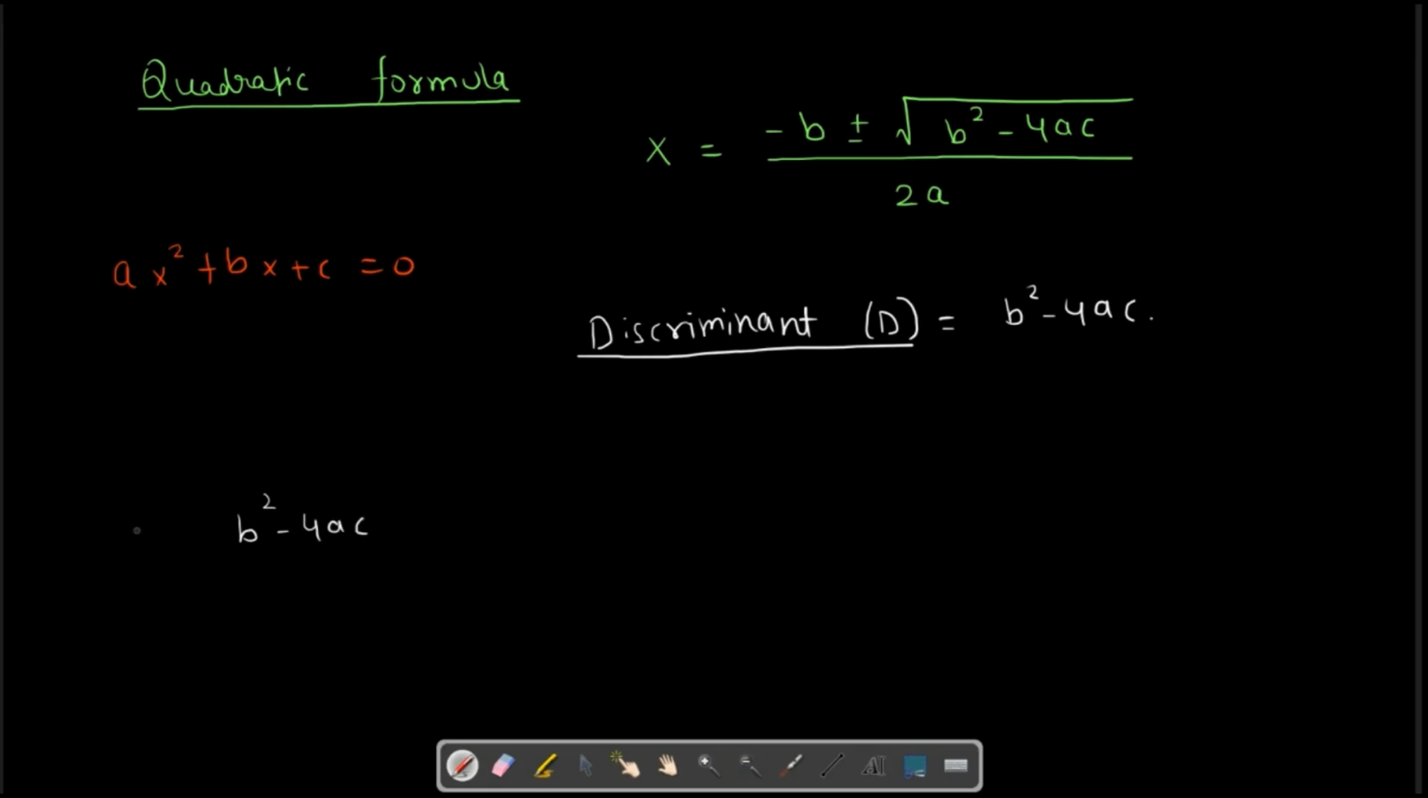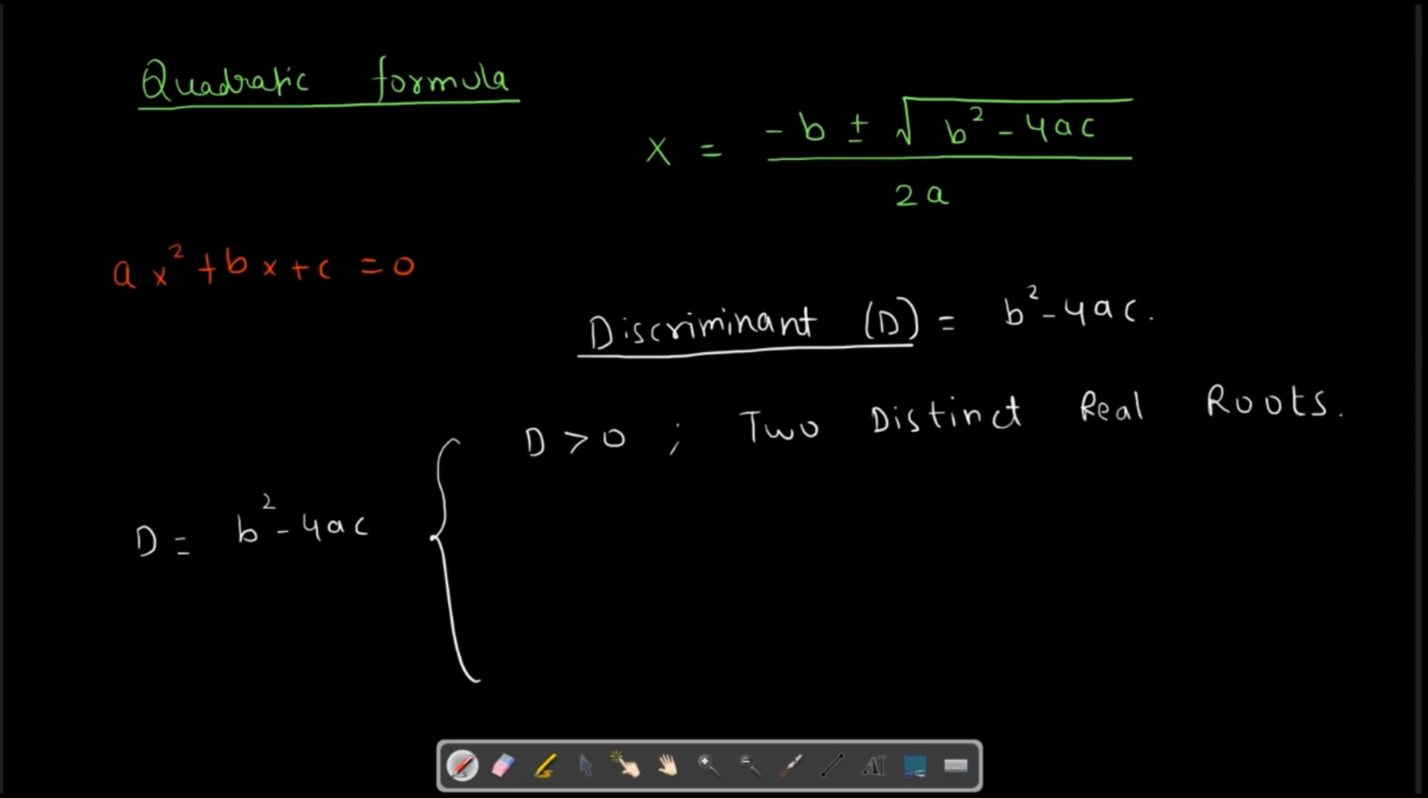So if b square minus 4ac, which is d, so case one is if d is positive. If d is positive, definitely this square root will exist because the square root of a positive number exists, and this will have two distinct roots. That's what we can say. So it will have two distinct real roots, because the roots would be real because the square root exists.